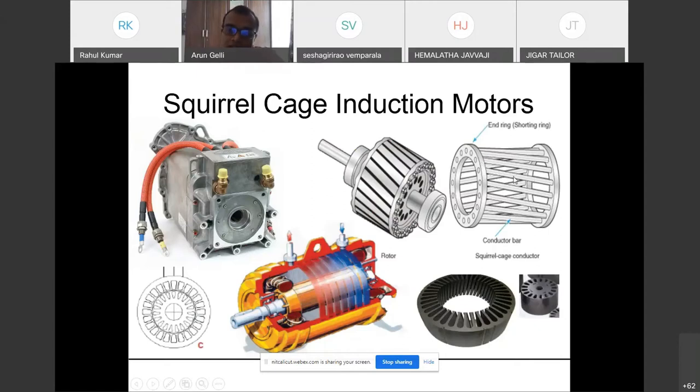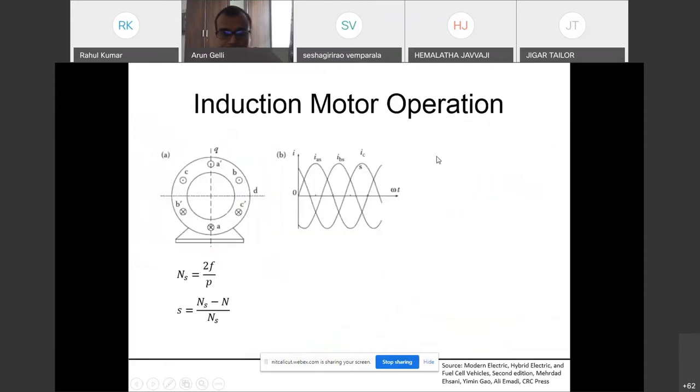There will be a current actually flowing in these coils, and that will create the rotor magnetic field. The synchronous speed for the rotating magnetic field is given by a formula in terms of frequency, in RPM or RPS. Depending upon the speed, whether it is in RPM or RPS, this is the formula: 120 f by p for RPM and 2 f by p for RPS.